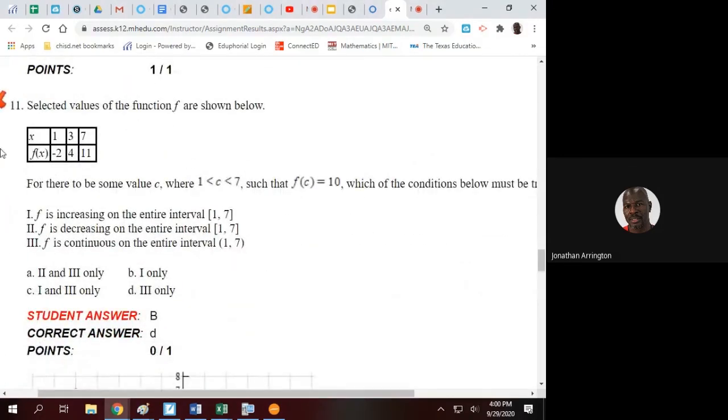So here we have a table. For there to be some c between 1 and 7, those are the range of the x values, such that f of c equals 10. 10 is a number, if you look between the 2 endpoints, which of the following conditions must be true?